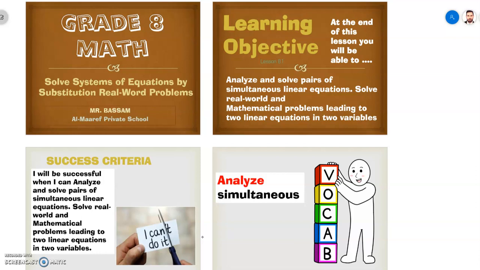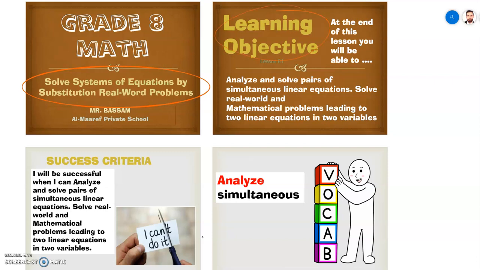As you can see now, our lesson today is about solving a system of equations by using simultaneous real-world problems. We understand from yesterday and the day before yesterday that we only analyzed and translated each word in the word problems. Now, inshallah, we are going to start solving them by using simultaneous equations.